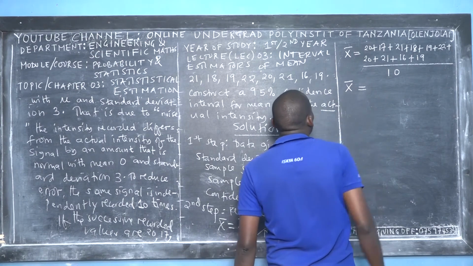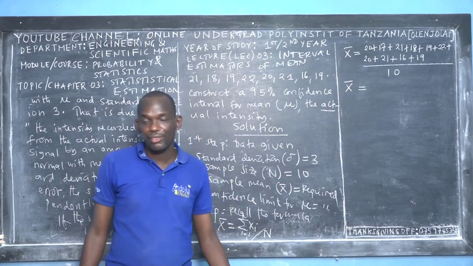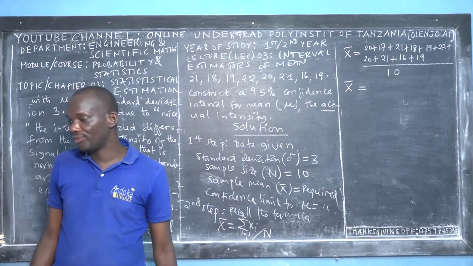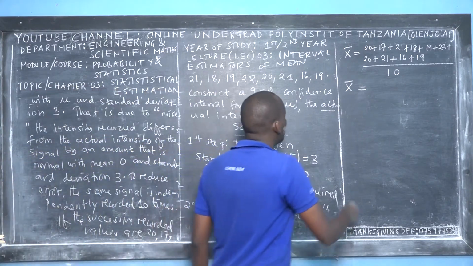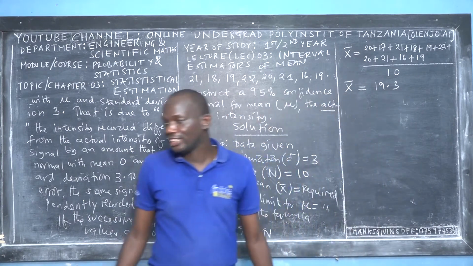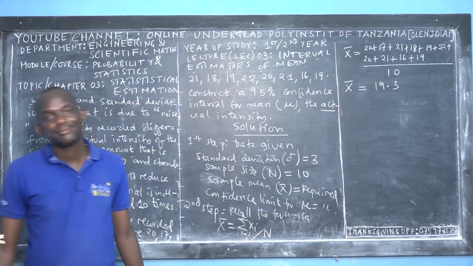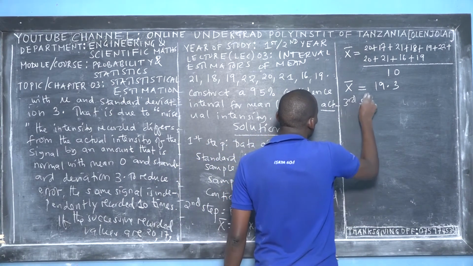So the point estimate of the mean: use your scientific calculator, find the sum of the numerators, then divide by the denominator. Using your scientific calculator, the point estimate of the mean will be 19.3. That is the second step. Let us go to the third step.